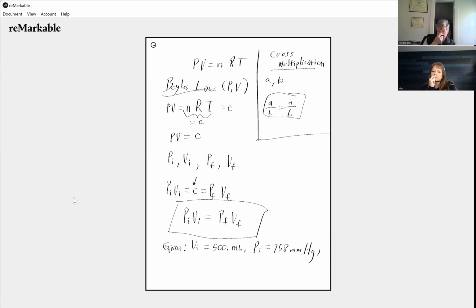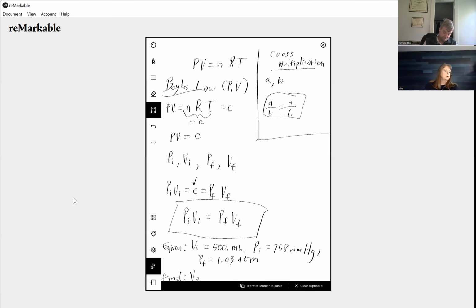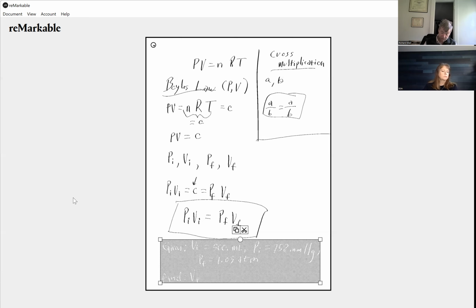I would like to know what is the volume if we increase the pressure to 1.03 atmospheres. All right. Let me copy this so we can put it on the next page.